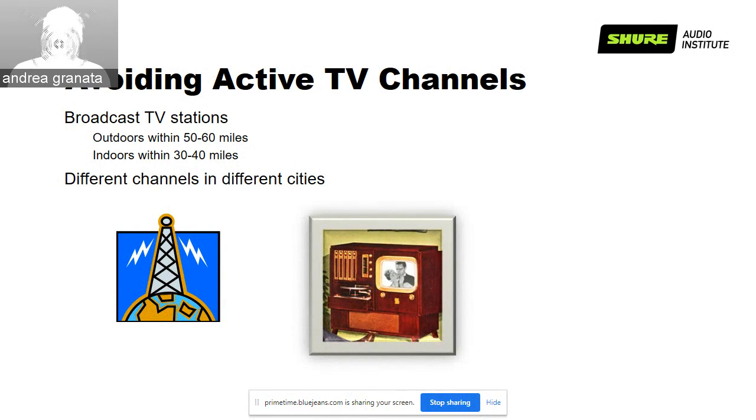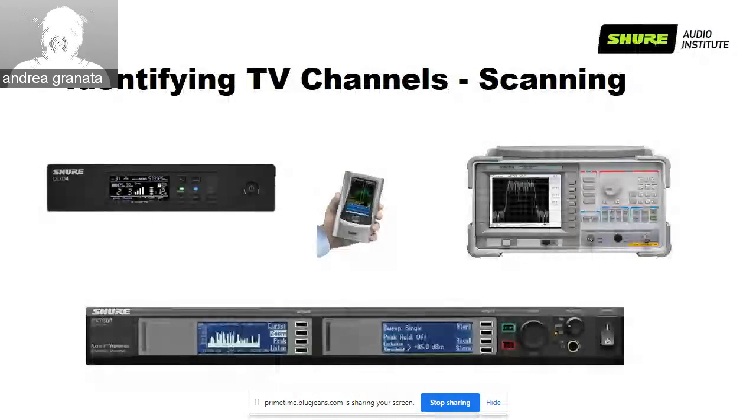There are some databases about TV channels, but unluckily, no database is available for the Middle East and Africa, or at least there is something about South Africa, but as South Africa is moving to digital TV, it's not really reliable anymore. But first of all, we need to identify if we have active TV channels where we want to use our wireless systems. If we have a database available, we can use it. But as I said, no database is available for the Middle East. So what do we do in the Middle East and Africa? We need to read the spectrum.